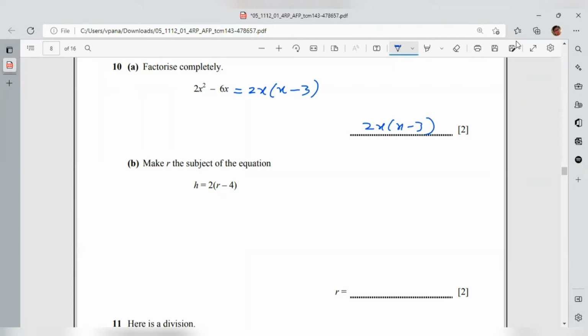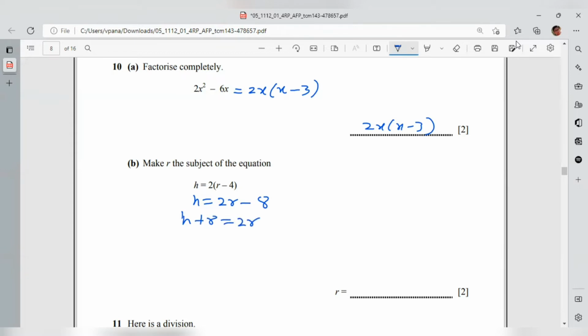Make r the subject of the equation. So making r the subject. So what we do is we first simplify this. So we get h is equal to 2r minus 4 times 2 is 8, right? So what we do is we keep this 2r here, shift this minus 8 over here. We get h plus 8 is equal to 2r, right?